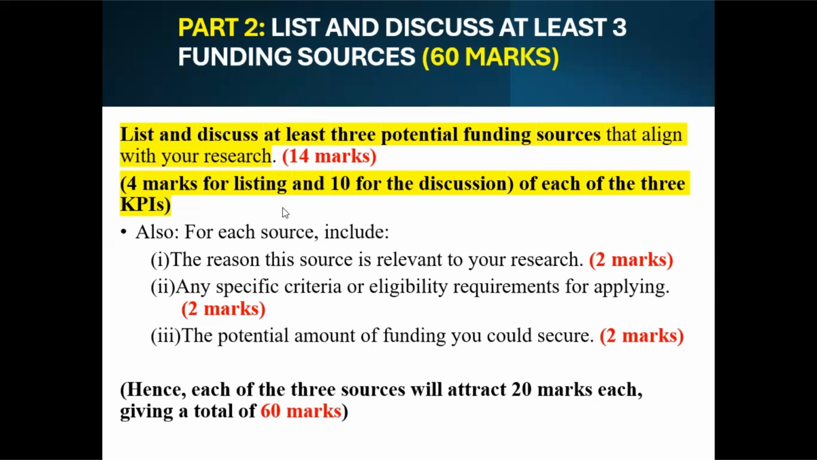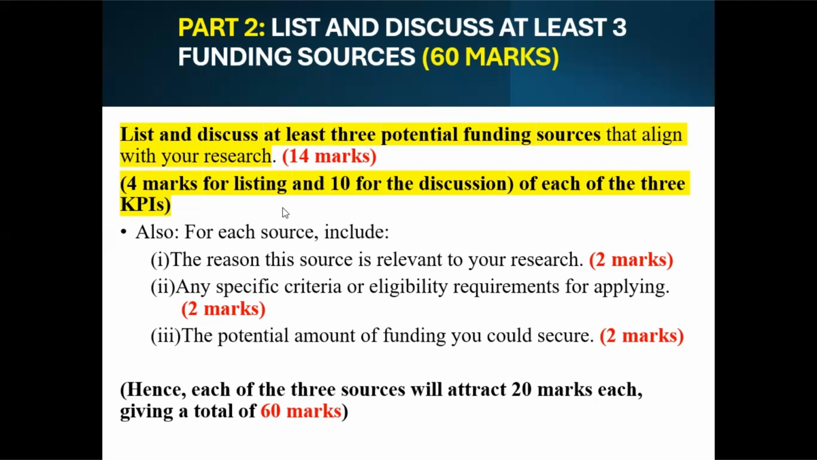Now, where do you get the extra that will make it 20 for each listing? For each source, you have to include the reason this source is relevant to your research. That will be 2 marks. Any specific area or eligibility requirement for applying, 2 marks. The potential amount of funding you will secure, 2 marks. And so when you add the 6 marks to the 14 for each source, that will be 20 for each source. And for the 3 sources, it will be 60 marks.